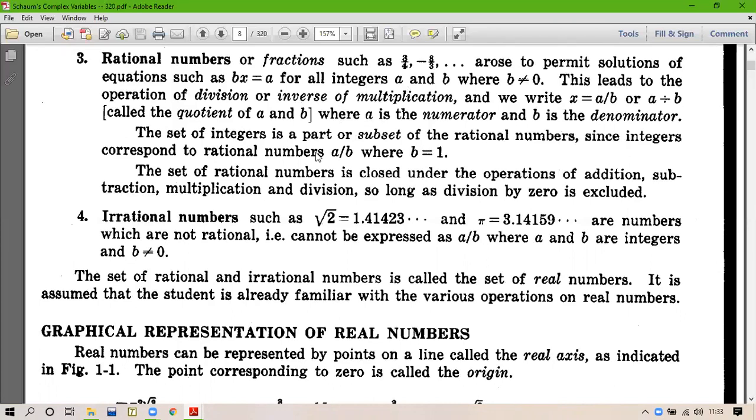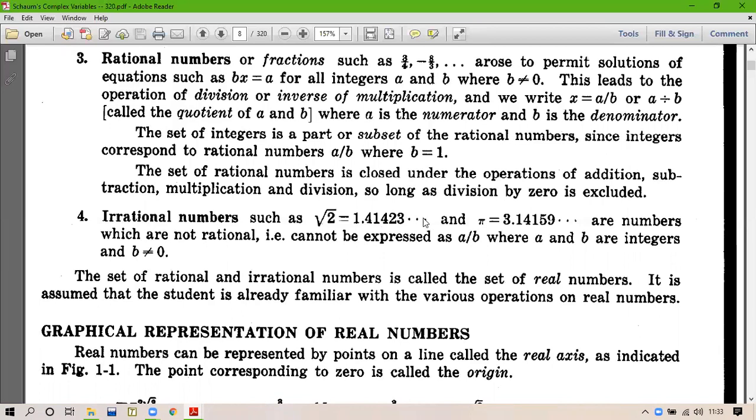The collection of these numbers is called rational numbers. But when we divide one number by another and see that the last digit of the number is not known, then we can say that the number is non-terminating.